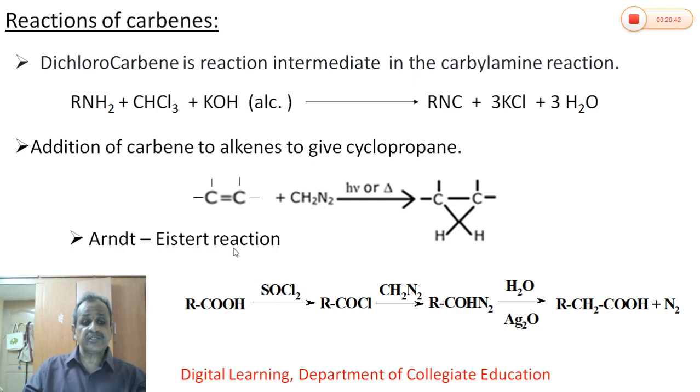In another reaction, the Arndt-Eistert reaction, a carboxylic acid converts into a higher carboxylic acid. In this, the acid converts into acid chloride by treating with thionyl chloride. Then the acid chloride converts into diazoketone by treating with diazomethane. Here, carbene is generated as an intermediate. Then, on heating with silver oxide, it converts into the higher carboxylic acid. It is the elimination of nitrogen.